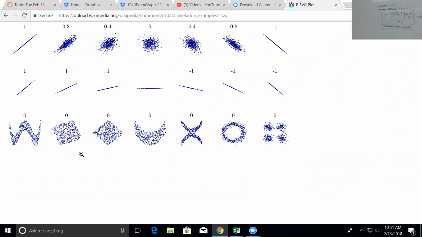All of these are correlated. These look fake to me, but this is something you could see in real life. So always do your scatter plot first. If it looks like one of these, then you can plug it into the equation. If it looks like one of these, you probably shouldn't figure out your correlation coefficient.